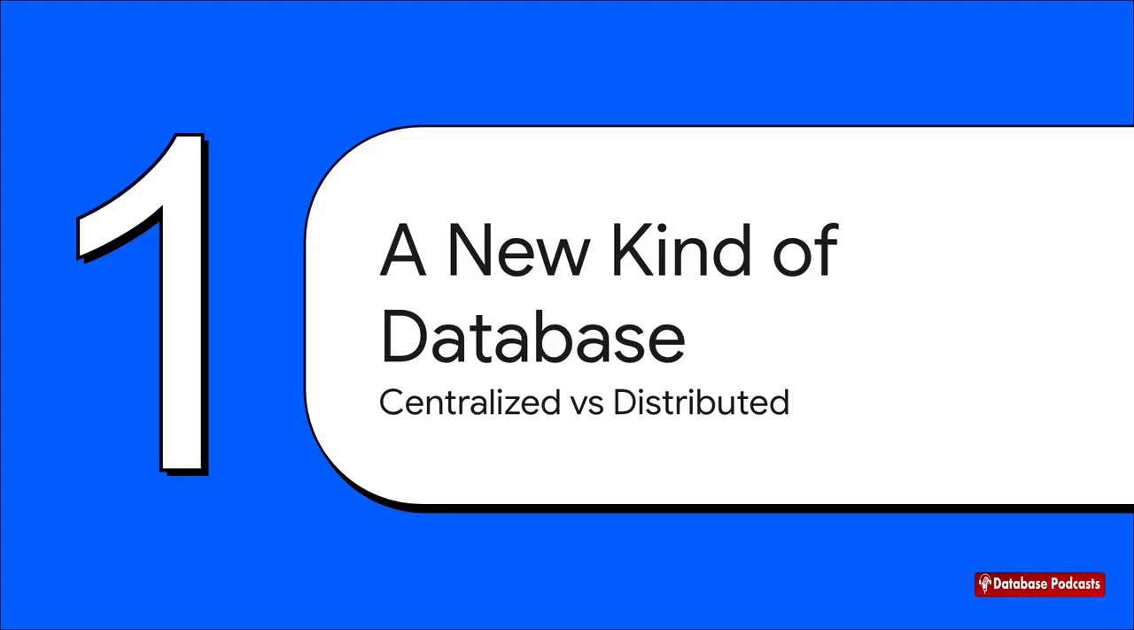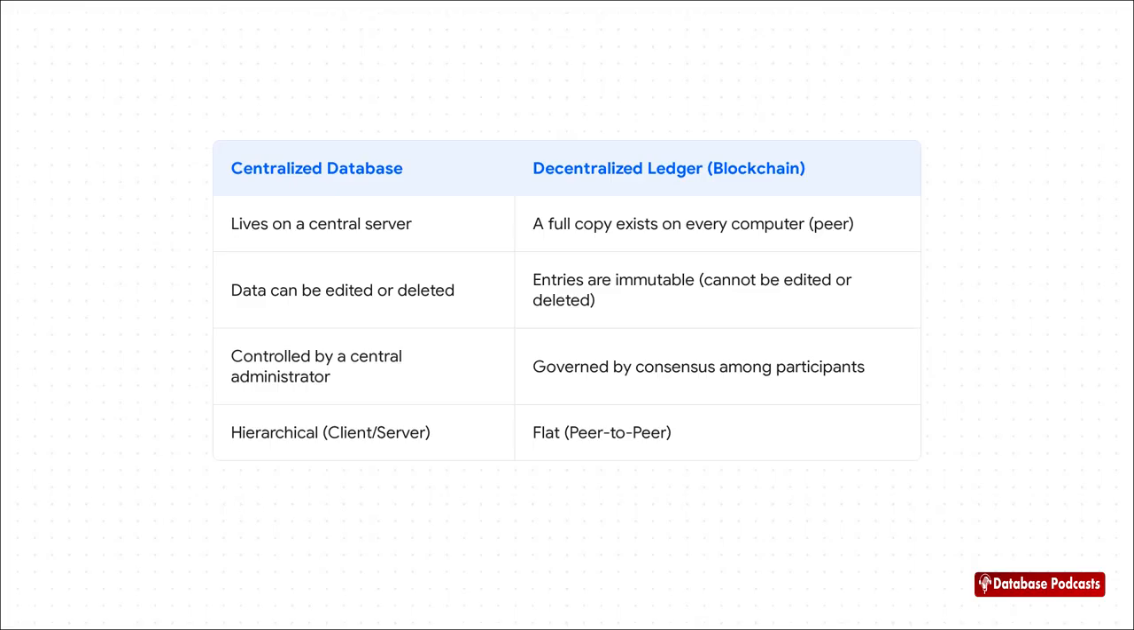All right, so to really get it, we have to start with a direct comparison. How is a blockchain fundamentally different from the databases that pretty much run our digital lives today? It really boils down to two huge things. Who's in charge, and can you change the past? In your standard database, there's a central admin. They hold the keys to the kingdom, they can change or delete whatever they want. A blockchain just flips that entire idea on its head.